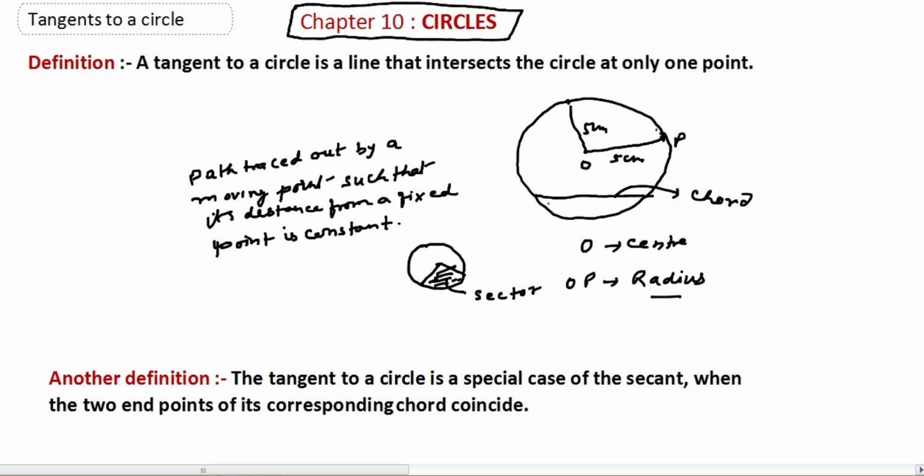The most important thing to know about is the chord, as we will make a lot of use of it here. A chord divides the circle into two parts. Each part is also named a segment. This is a minor segment, the smaller part, and this is the major segment, the larger part. Similarly, here the smaller part is your minor sector, and this larger part is your major sector. All these terms you already know from class 9.